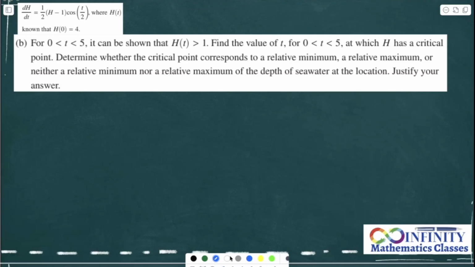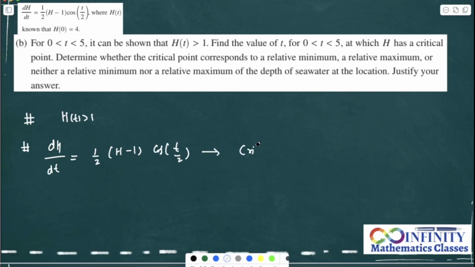Am I right? So there are two observations given to you. First observation is during the interval 0 to 5, h(t) is always bigger than 1. Second observation is dh over dt is with you. It is (h minus 1) cos(t/2). Using this, you need to find the critical points.